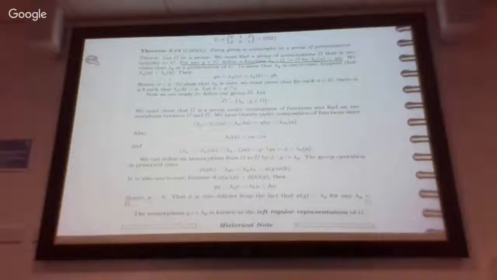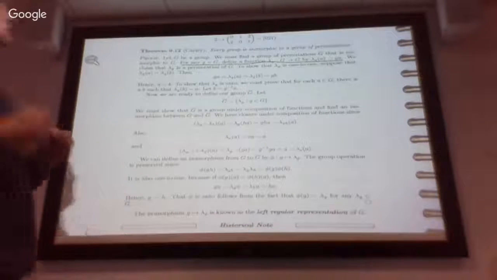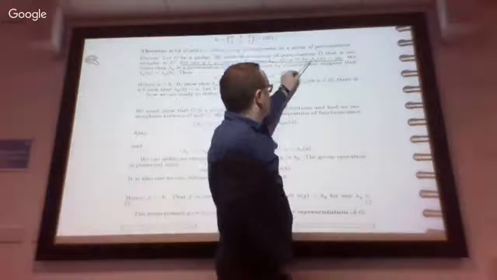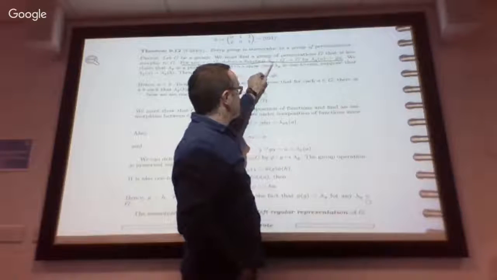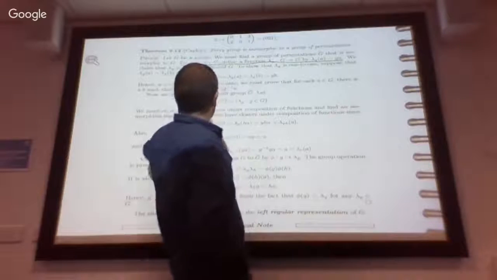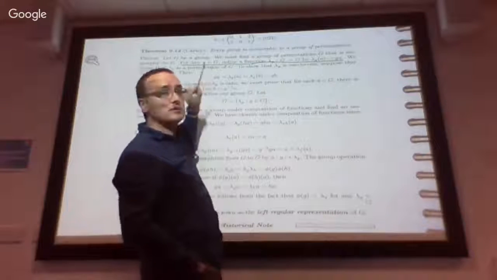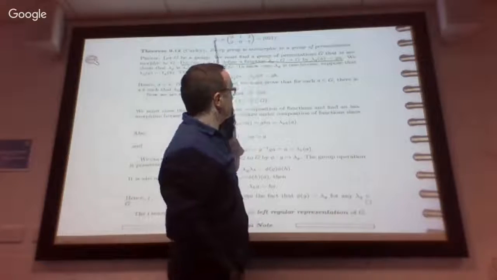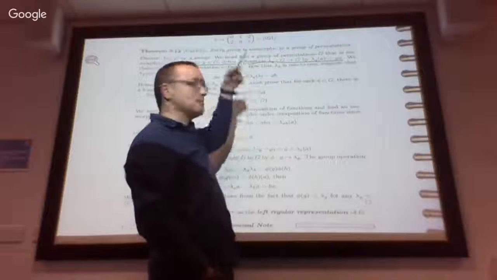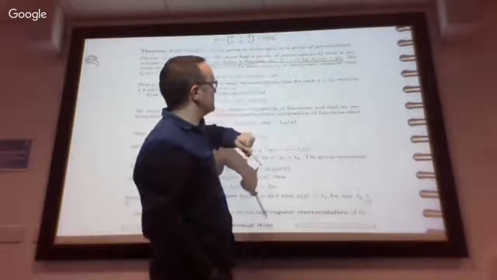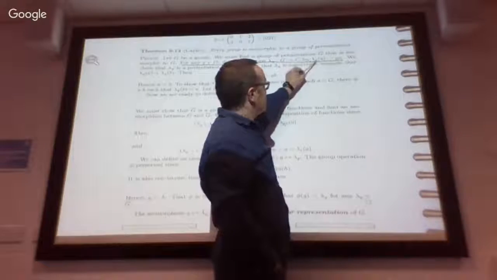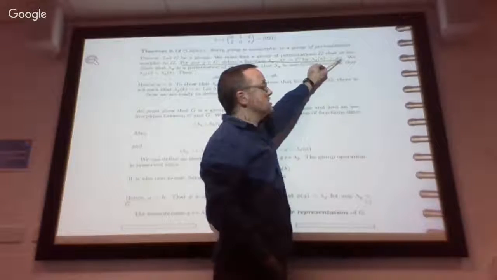All he's saying there is that for each element from the group, we define this permutation, lambda G. He goes on to confirm that lambda sub G is a permutation. To define a permutation, it's a mapping from this set to itself, so you have to define it. So what is lambda G applied to A? It's simply G times A.